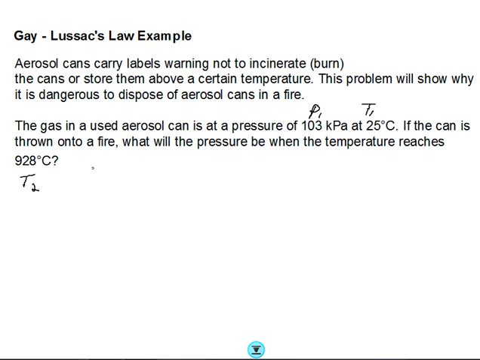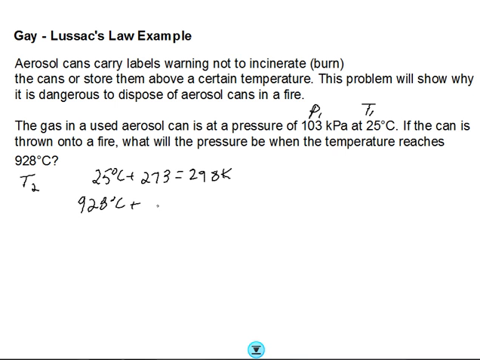So this problem, I forgot what the real pressure was. Darn it. Well, that's okay. So I think cans can only hold like 200 something ish kilopascals. So anything above like 300 kilopascals, those cans will rupture and explode. And you'll see what the pressure of the can is at 928 degrees Celsius.